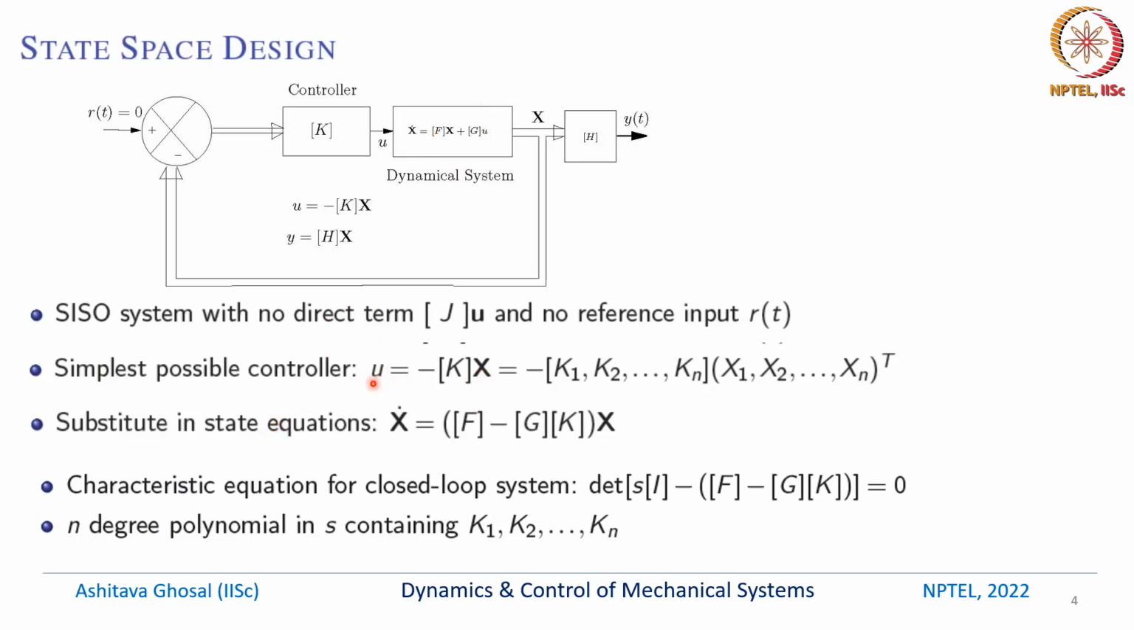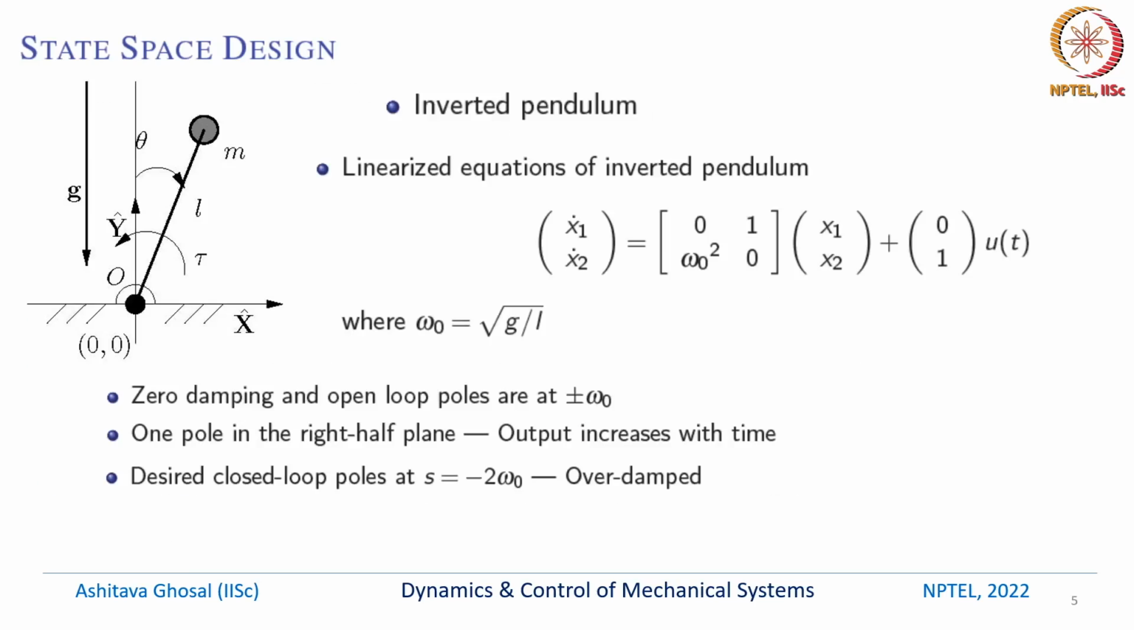So if you substitute u equals minus kx in the equation of the dynamical system, which is x dot equals fx plus gu, we will get x dot is equal to f minus gk into x. The characteristic polynomial for the closed loop system is determinant of sI minus f plus gk. So this is an nth degree polynomial in s containing k1, k2 all the way till kn.